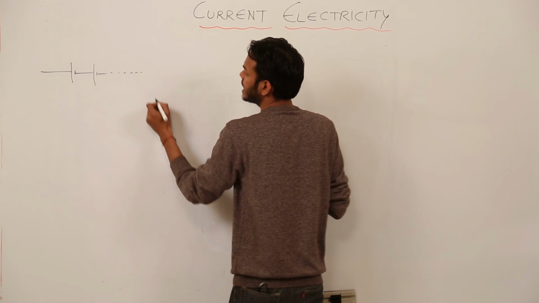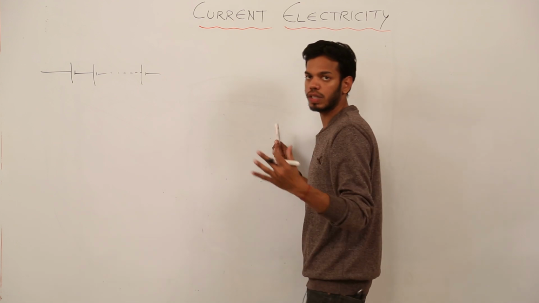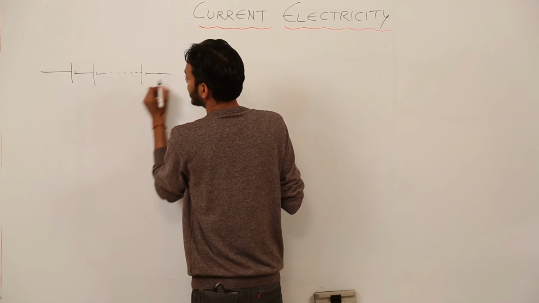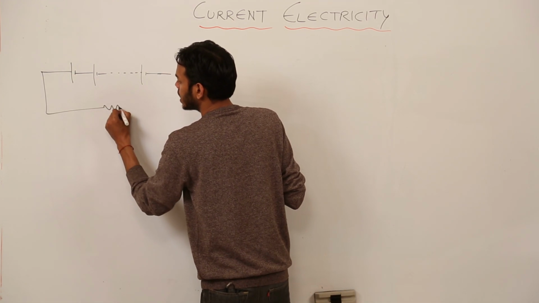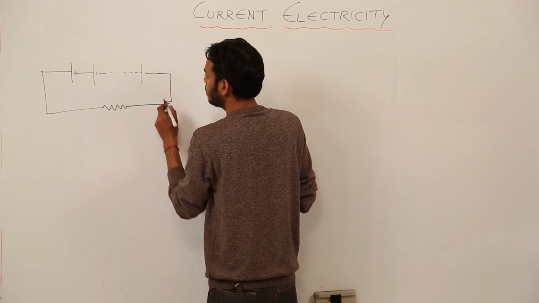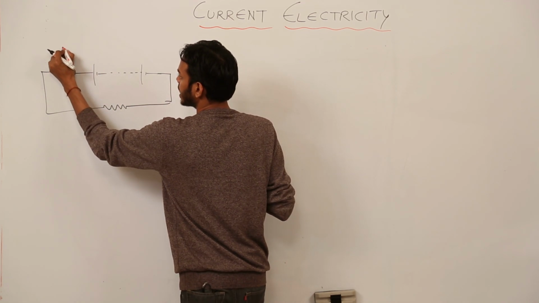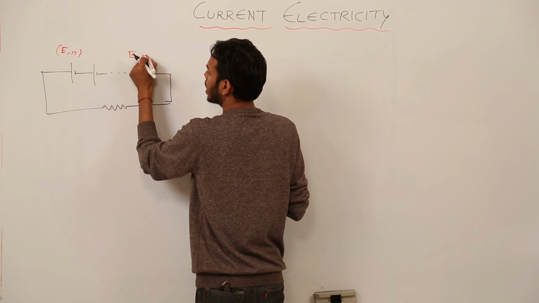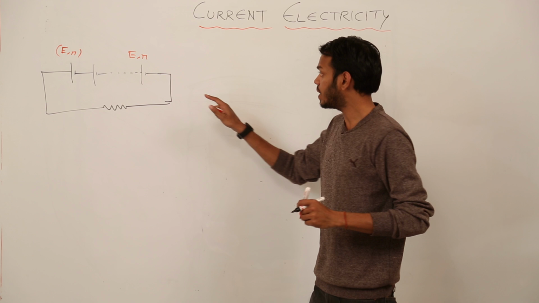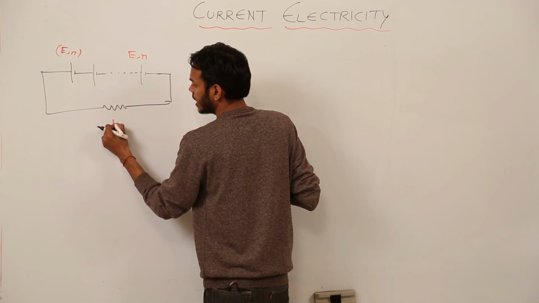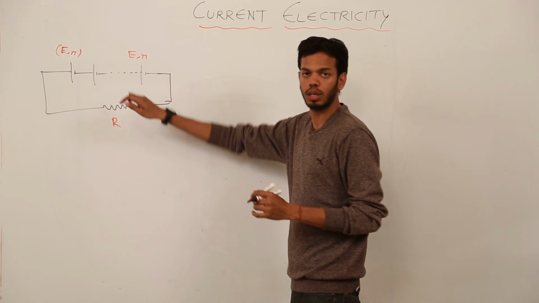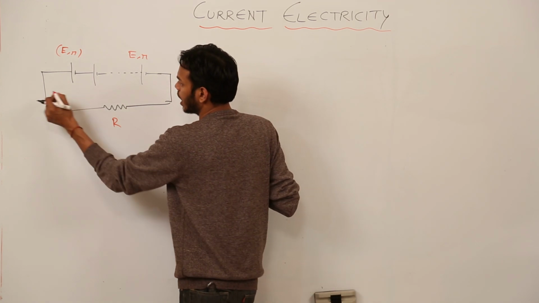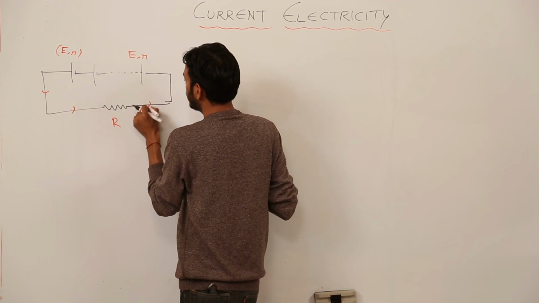I can redraw the same circuit like this. I am taking the internal resistance in series with the cell. So basically what I have done is I have just removed the internal resistance and shown it somewhere else in the circuit, right? This is still V, this is R. Now consider this, let I be the value of current, the same which is flowing in this circuit.